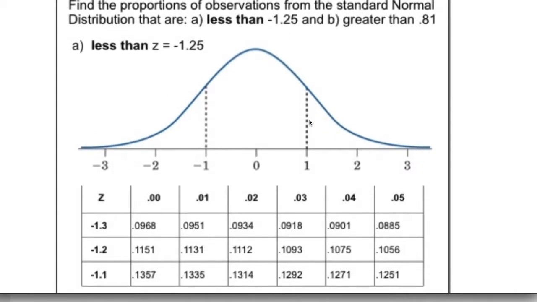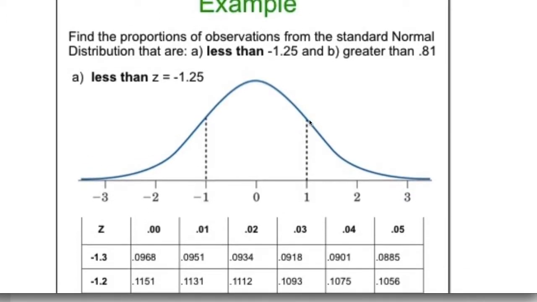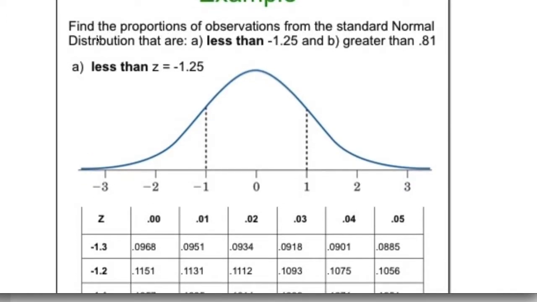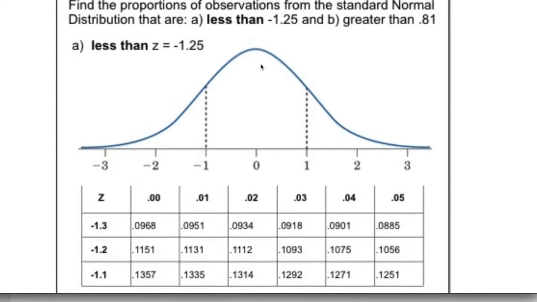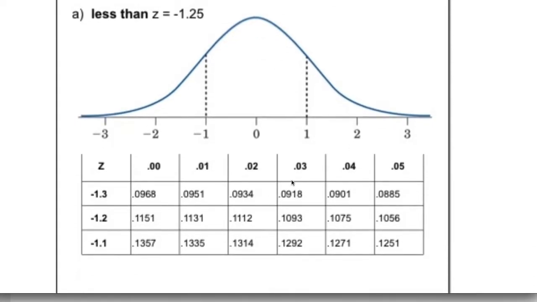So again, let's just look at learning how to read and interpret these tables. It says find the proportion of observations from the standard normal distribution that are less than -1.25. So on my table, I would find -1.2, and then I would go to the 5/100ths column, and because it was less than, then my answer is about 10.56%.